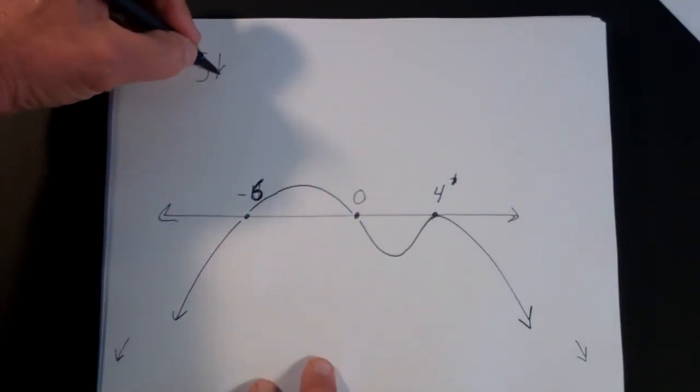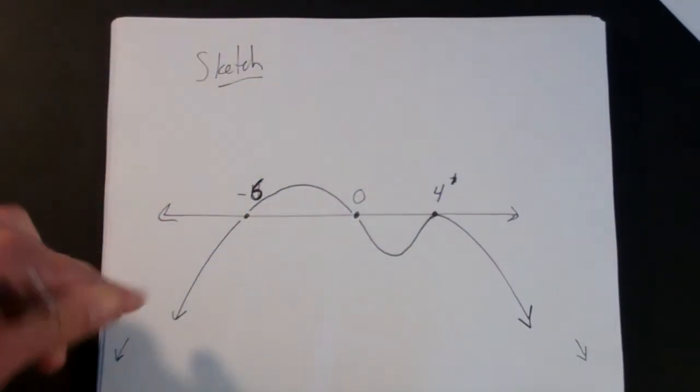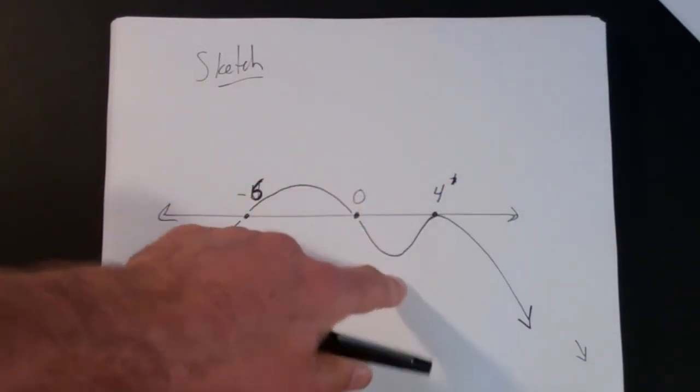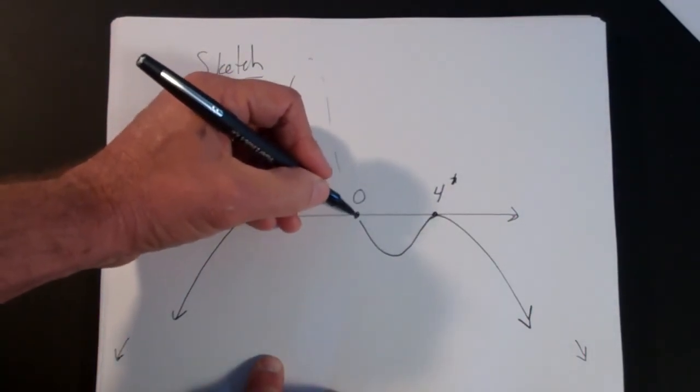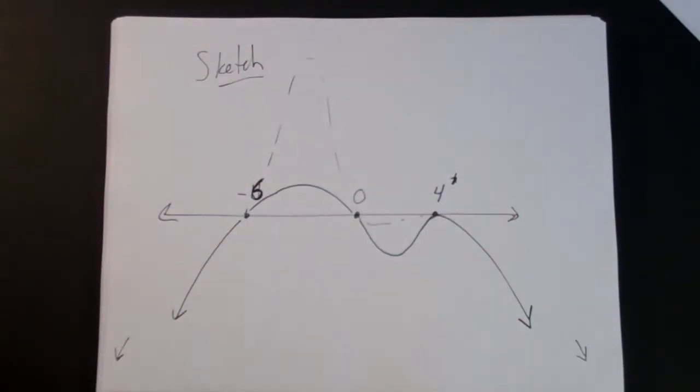Now the key is that this is a sketch. You don't really know how far this comes up or how far this comes down. This could just as easily go way up here, and this could go real shallow here. You don't know, but you do know the general shape of this graph. And that's how you graph polynomials by hand.